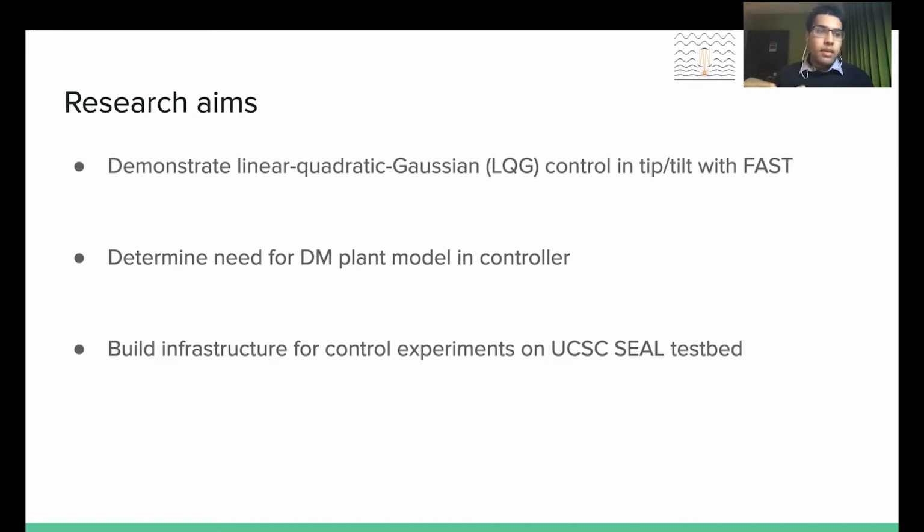And additionally, I am trying to make all the code I write as generalizable as possible so that it can be applied to future control experiments to run more complicated control algorithms, for example. So it's also building a common infrastructure for control experiments on SEAL and using FAST in particular.